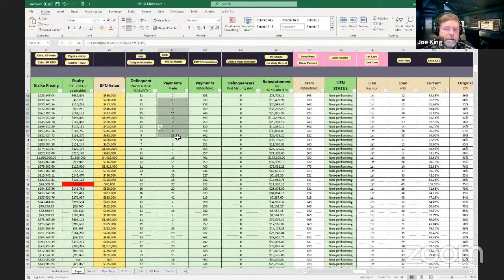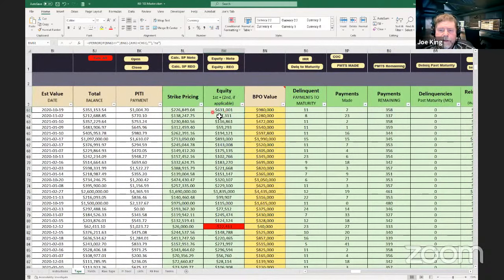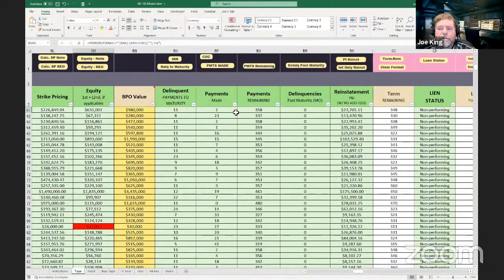The second thing is the payments made. How many payments have they made? Well, if they've only made 2 payments, they don't really have any emotional equity in the house, right? They haven't nested, and they really don't have any tie to the house. So these are going to be a lot harder to get to reperform unless their equity, which we've calculated over here, is, and let me zoom in so you guys can see, the equity over here is greater than what they owe.